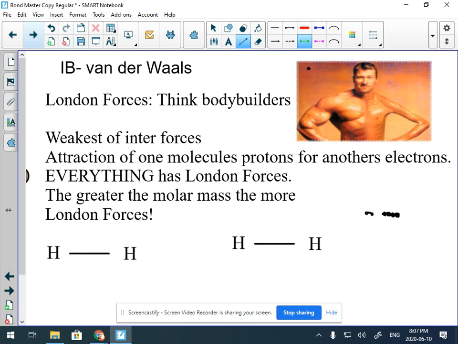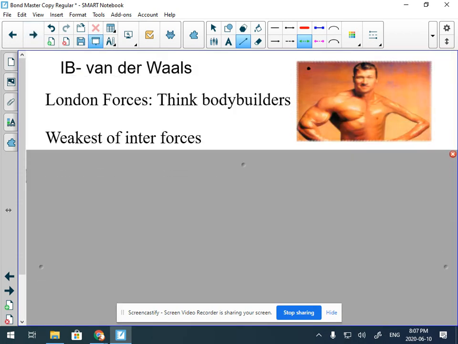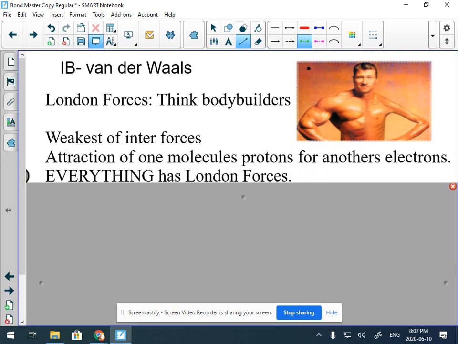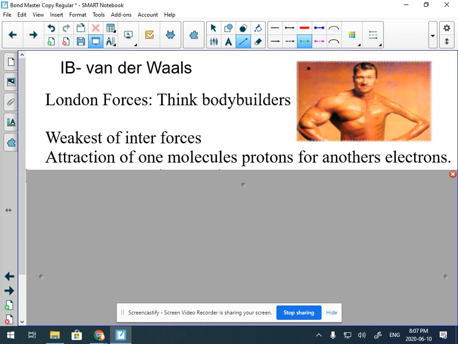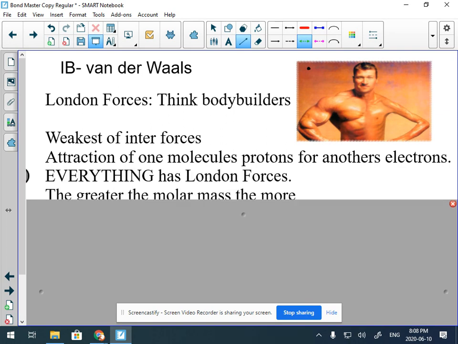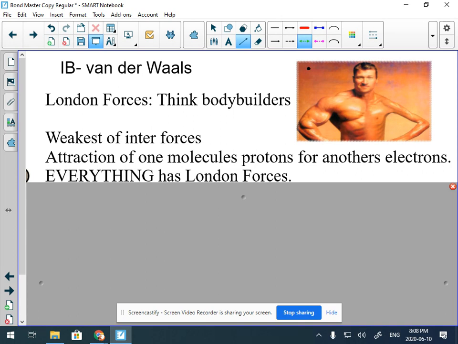And the way to think about a London force is think about bodybuilders. The more mass you have, the stronger you are. And that's literally the fastest and easiest way for me to explain the weakest force in all of chemistry that has to do with bonding, and that is London forces. What is it? Basically, it's the attraction of one proton in one molecule for the electrons in another molecule. That's all it is.